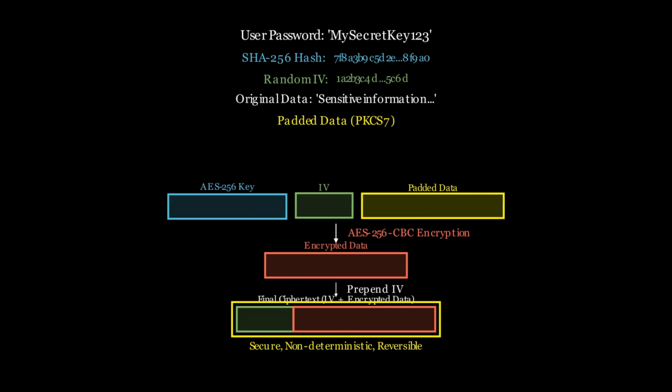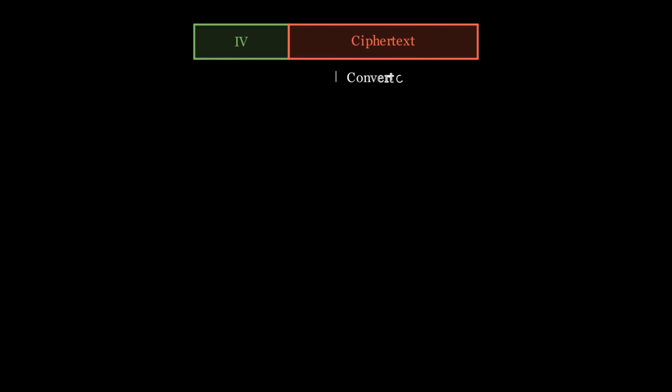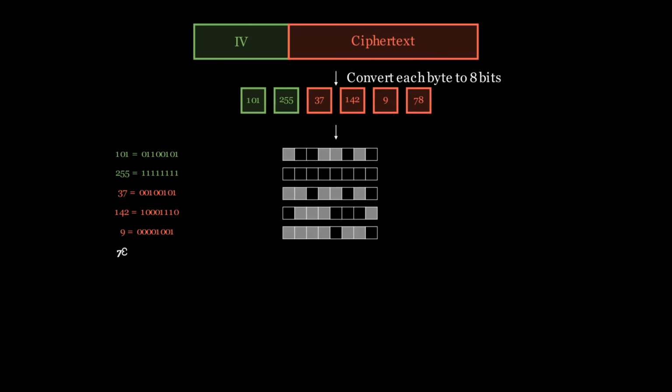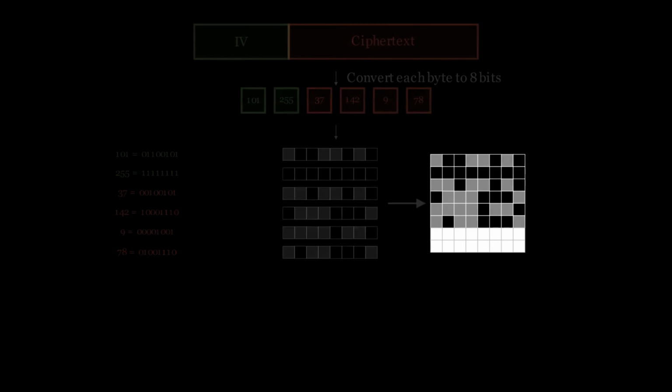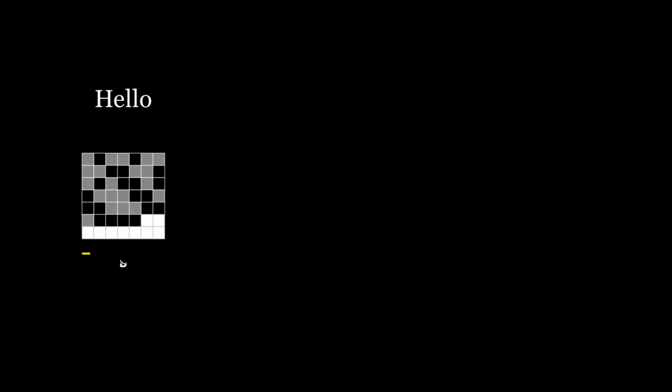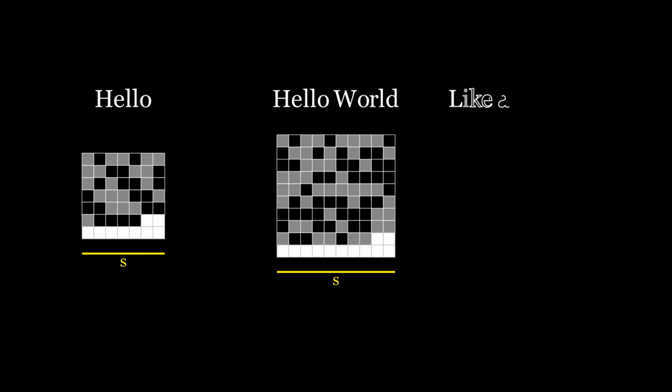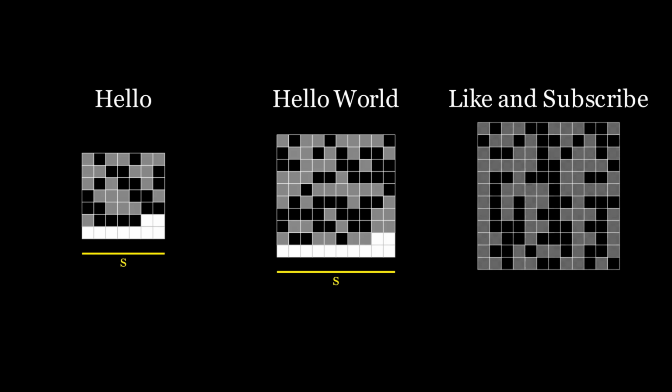Now, we take the encrypted data, which is the IV plus the ciphertext, and convert it into a sequence of bits, where each byte of the encrypted data is broken down into its 8-bit binary form. And this bit sequence is the foundation of the visual grid, as each bit will be mapped to a square. The size of the grid depends on how much data you need to encode. For a larger amount of data, the grid will need to be bigger to accommodate more binary digits.